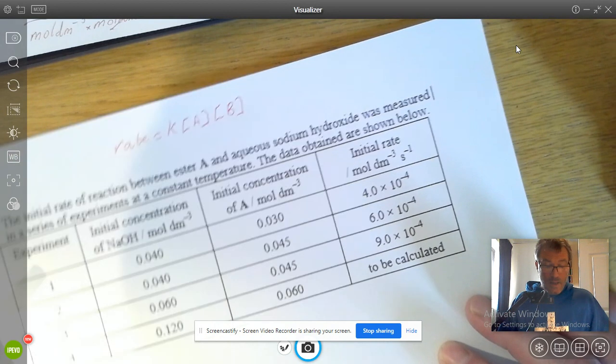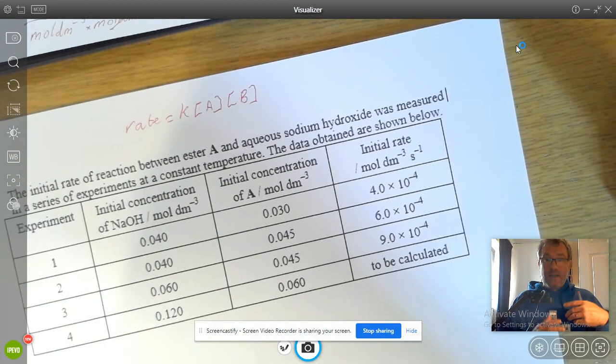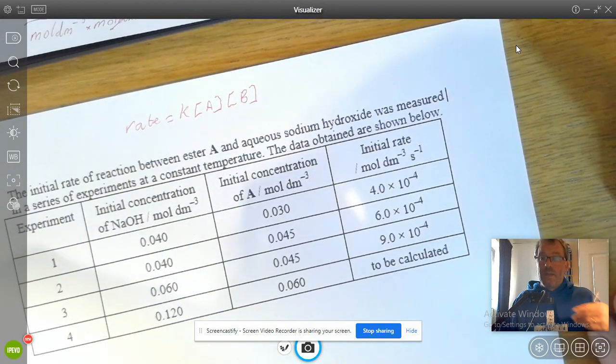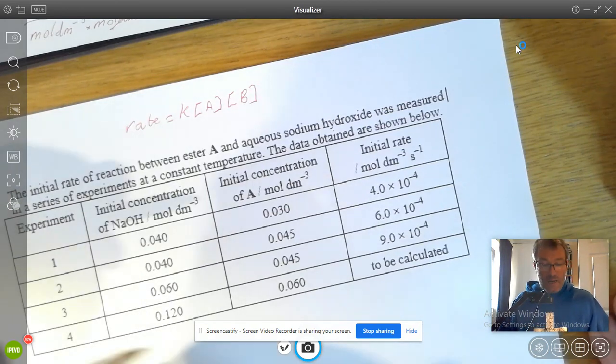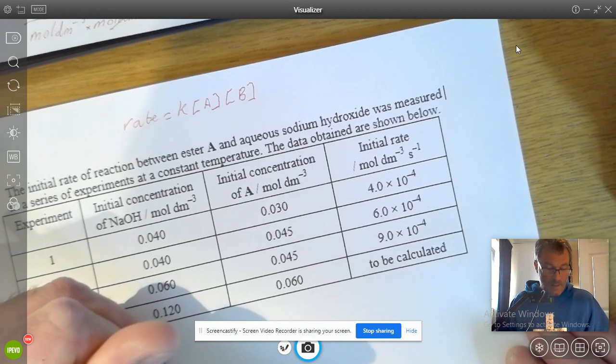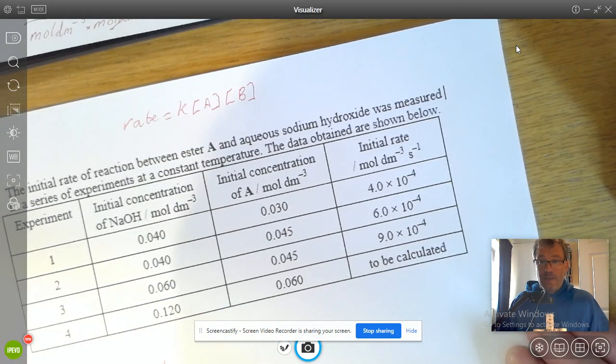Now, today we're going to have a look at how we can, from experimental data, work out whether it is zero order, first order, or second order. What this basically means is what effect changing the concentration of a reactant has on the rate. So if it is zero order, the rate will not change. It will be constant.